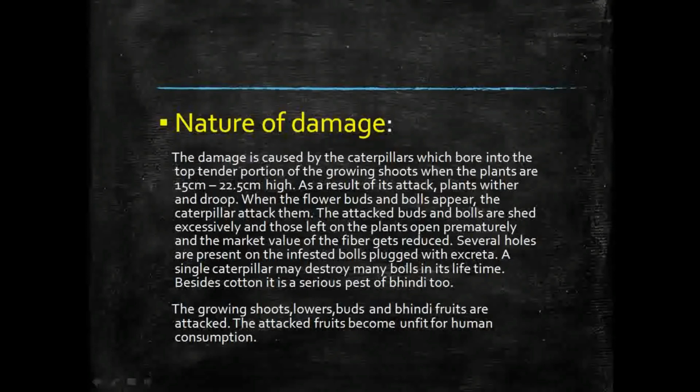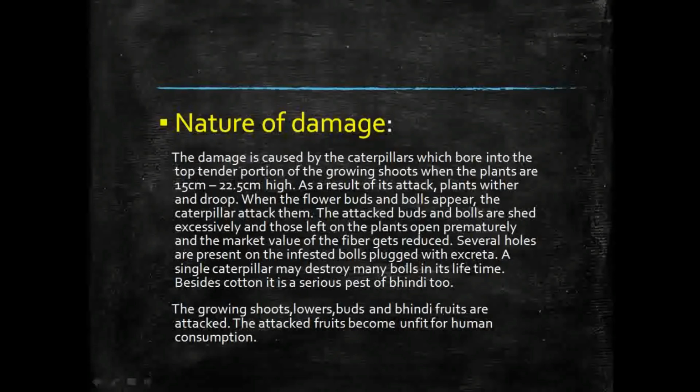Several holes are made by this cotton bollworm. This pest makes the hole on the balls and plugs it with its own excreta. A single caterpillar may destroy many balls in its lifetime. So even though there is only one caterpillar, if it is found on the plant, it will destroy many balls in its total lifespan.